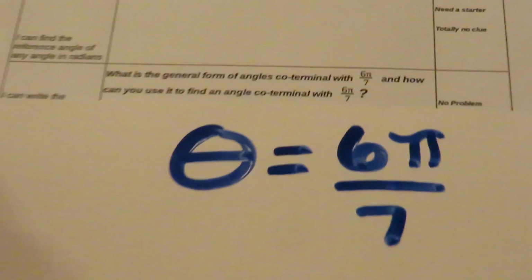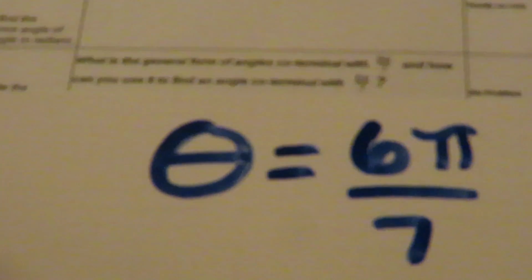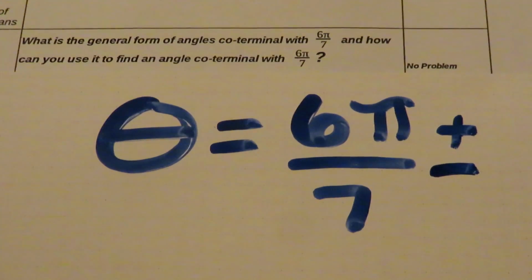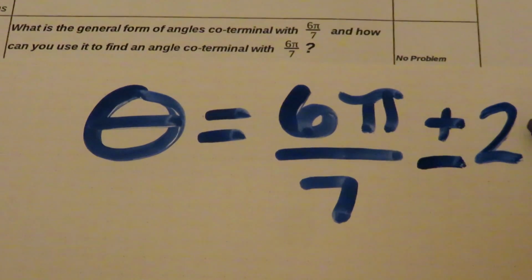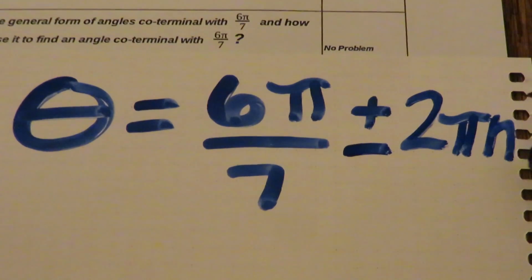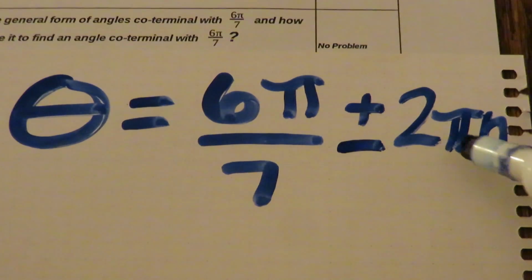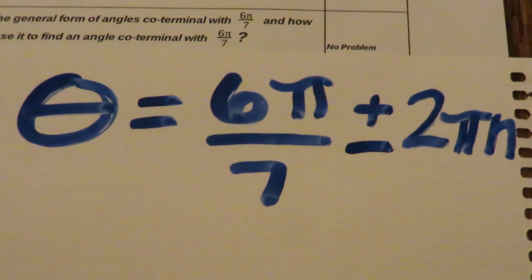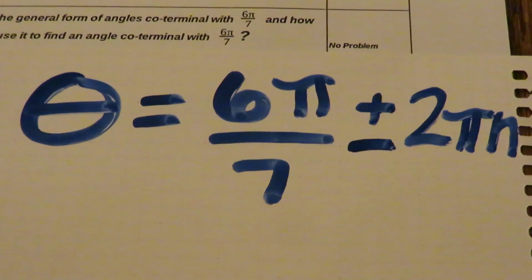So to find any angle that's coterminal, in general, I start with the original, in this case 6 pi over 7, and I go around the circle however many times I want to. I can go around in the positive direction, or in the negative direction. And to get around the circle, that's 2 pi. What's really important is that I add an n on there. That n means that I can add 2 pi or subtract 2 pi as many times as I want to. So that right there is the general form for angles that are coterminal with 6 pi over 7.